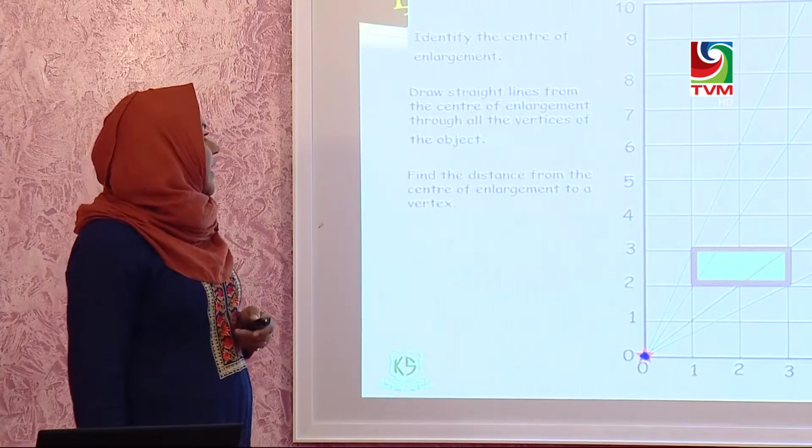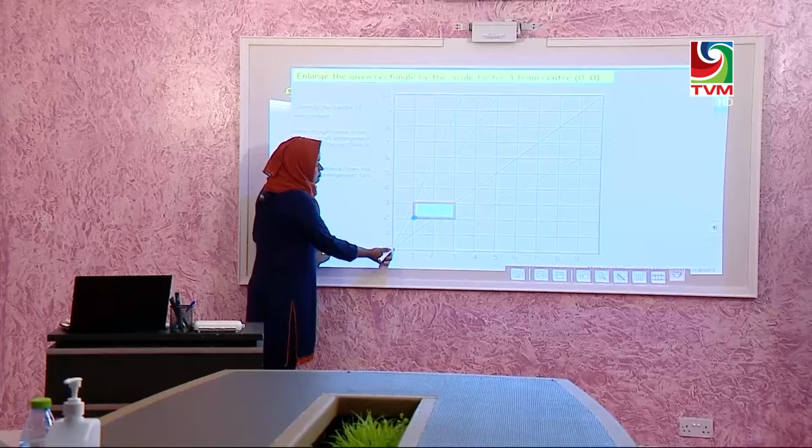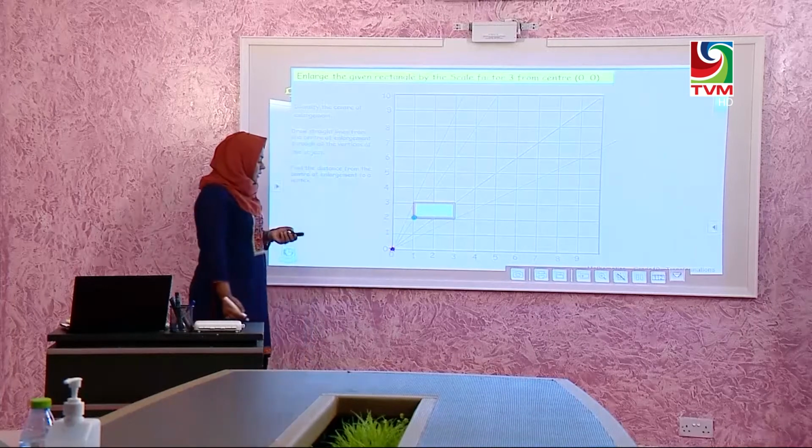Now the third step is find the distance from the center of enlargement to a vertex. To a vertex means to one corner we have to find the distance from the center of enlargement. So here I am going to identify one point on the object, that is the left bottom corner of the object. Now from the center of enlargement to this point we are going to find the distance. The distance you can take in two ways, diagonally, that is the straight distance, or you can take the route, the translation vector as well. What I am going to do here is find the translation vector, that means the route from the center of enlargement to the point here.